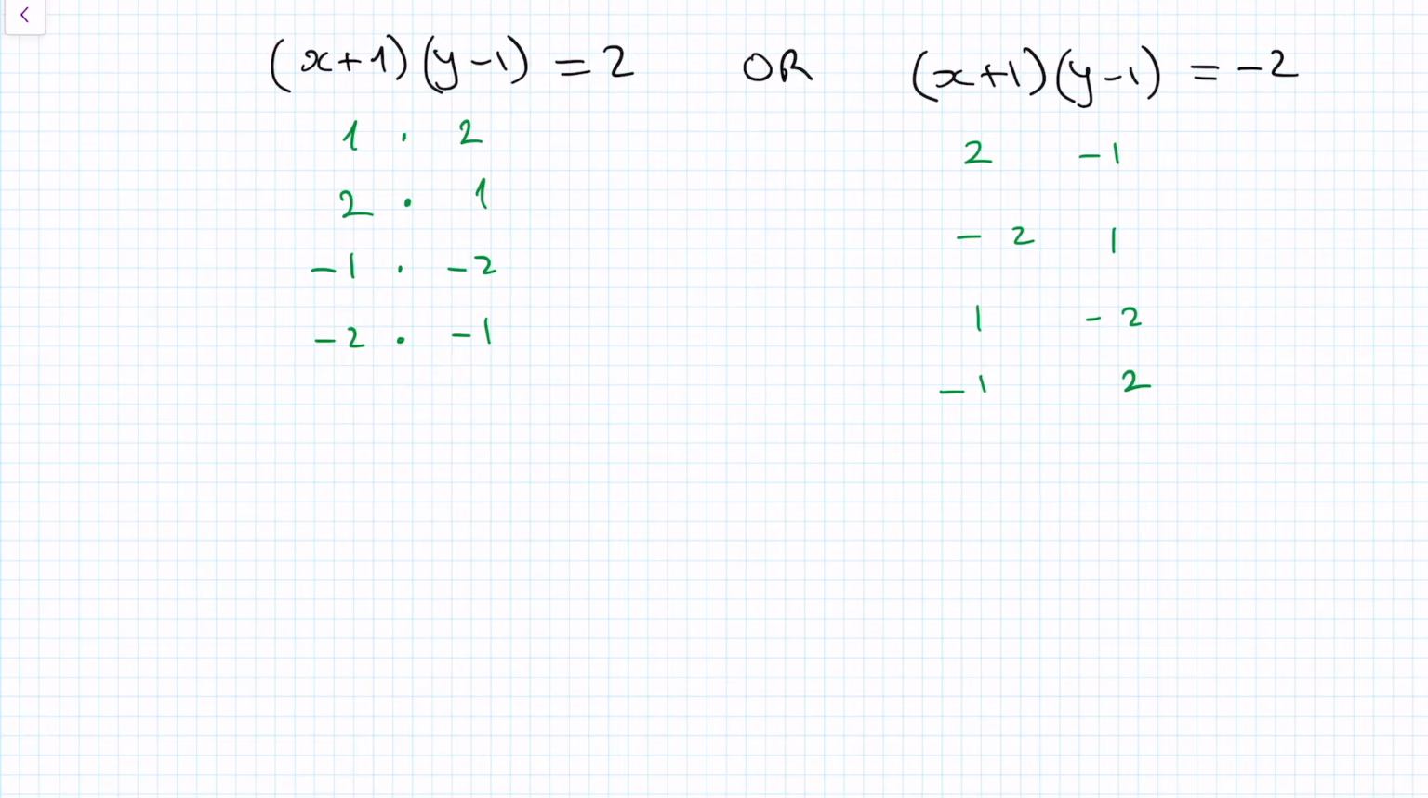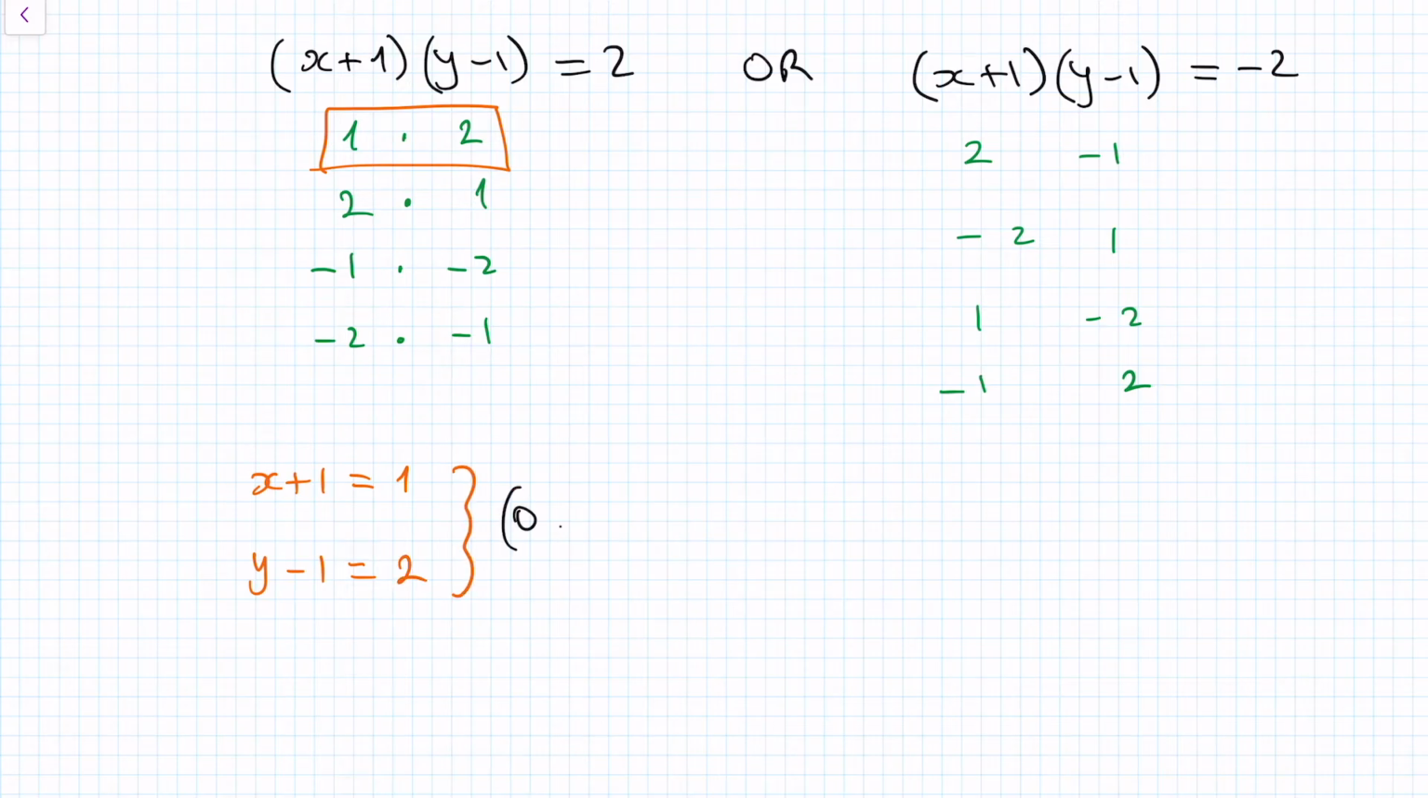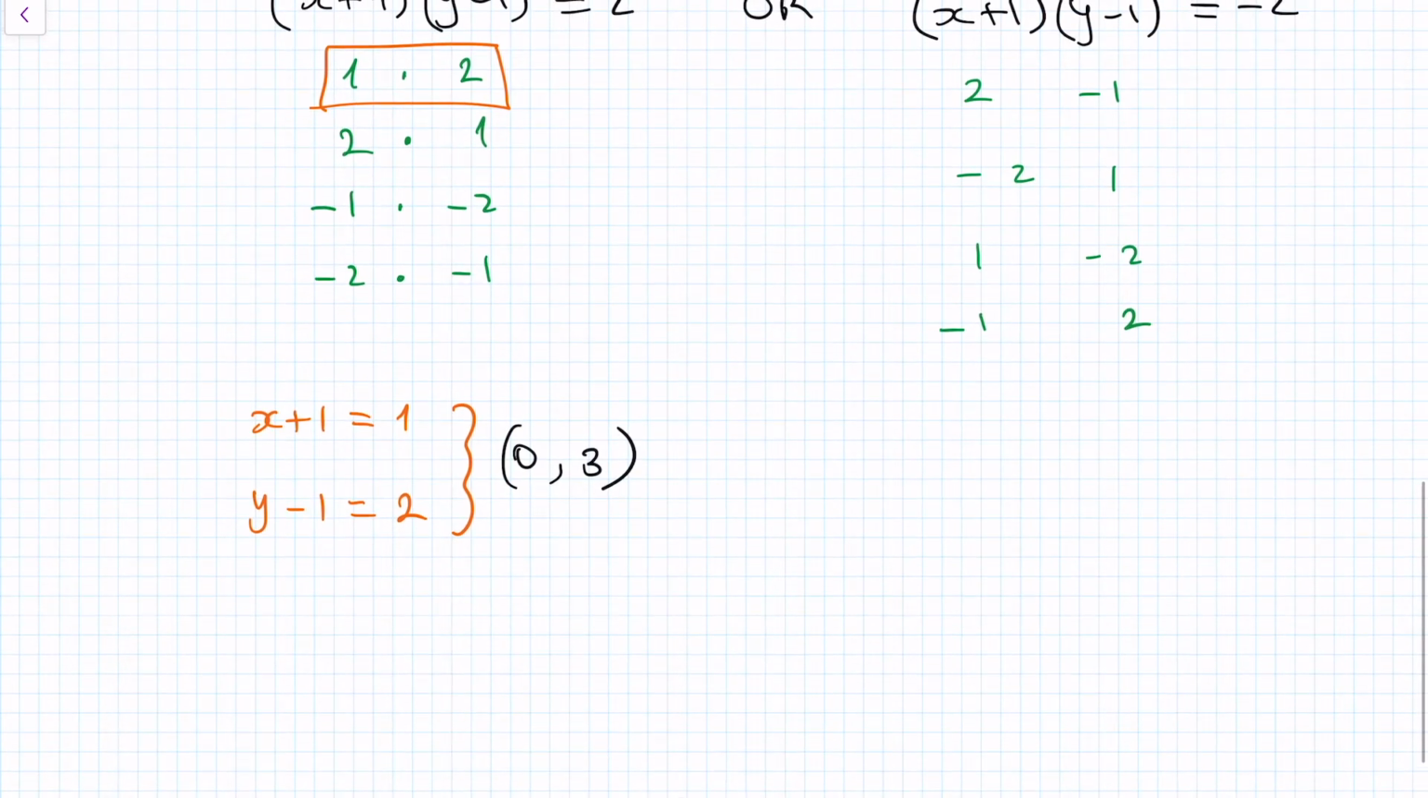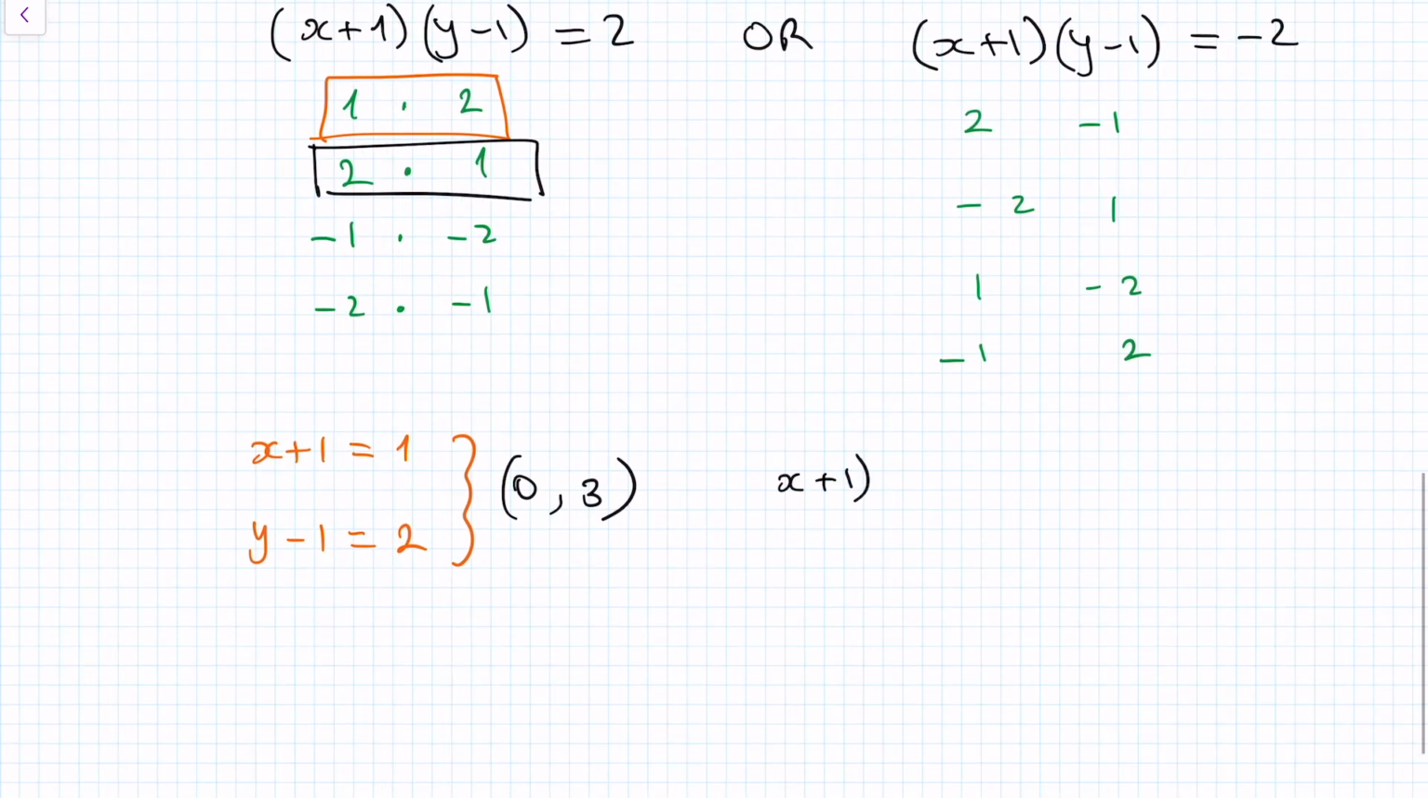So let's do it. So the first set, we must have x plus 1 is equal to 1, y minus 1 is equal to 2. Okay, so from that x is 0, y is 3. So that's first set of solutions. And the second is 2, 1. That is, we have x plus 1 is equal to 2. Let me remove the brackets. And we have y minus 1 is equal to 1. And what do we have from here? x is 1, y is 2.